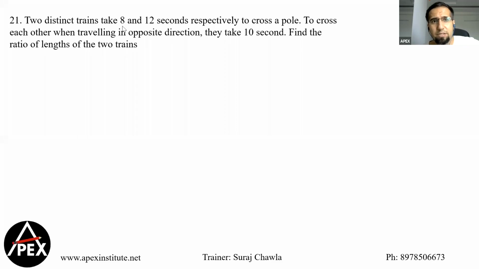So two trains take 8 seconds and 12 seconds respectively to cross a pole. Now there are two distinct trains, okay? So let's say I'm talking about train 1 and train 2. Let's say the length of train 1 is A and the length of train 2 is B, and the time taken is 8 seconds and 12 seconds. Clear? And let's say the speeds are P and Q.